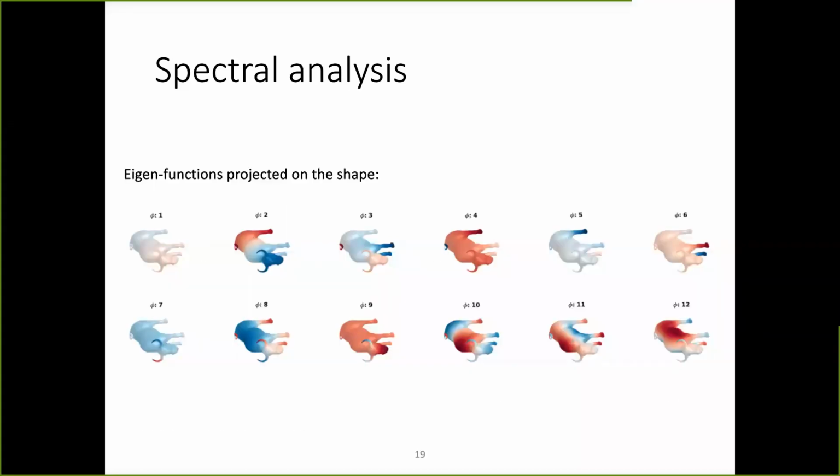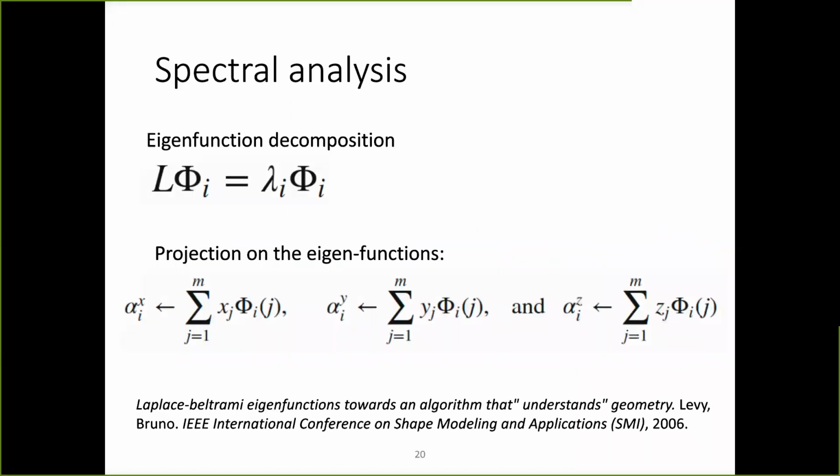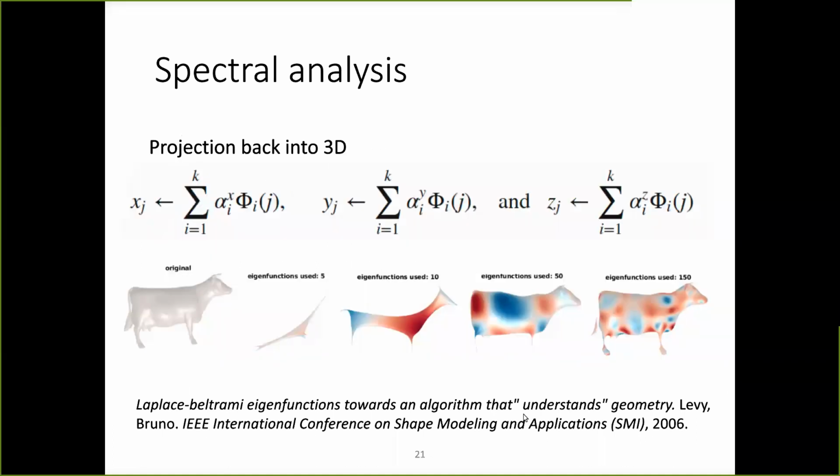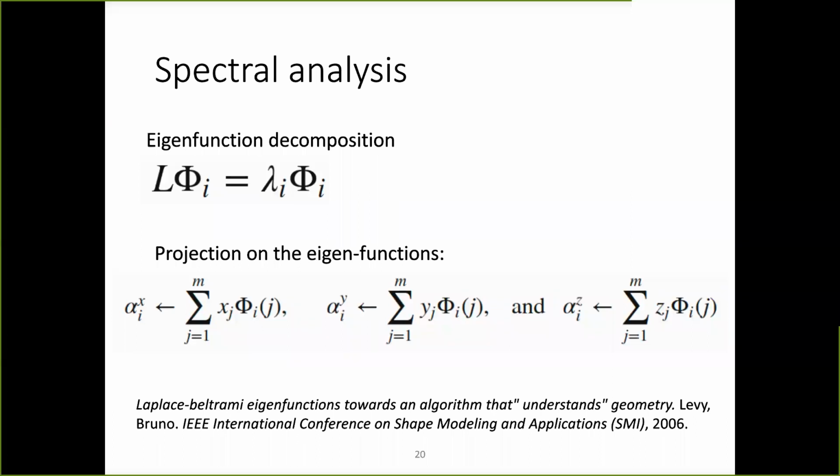So what I do here is that I project the eigenfunction onto the shape. But what if you project the geometry onto the eigenfunction, as an alternative? What would happen? Just as an argument of trying something. And that's what was discussed in that paper at the bottom. The interesting bit is that you project your geometry, so X, Y, and Z, onto your eigenfunctions, which gives you a set of coefficients.